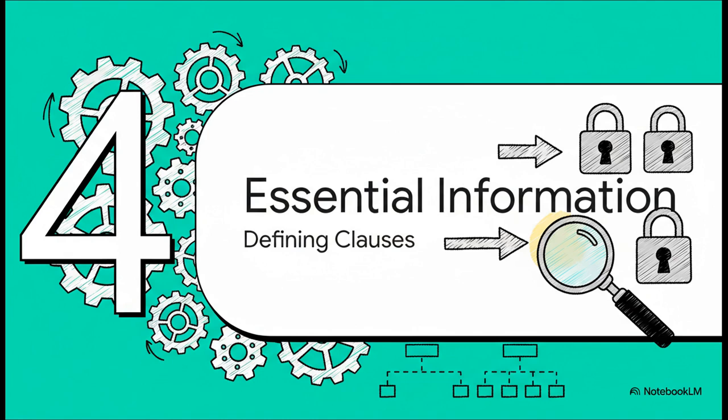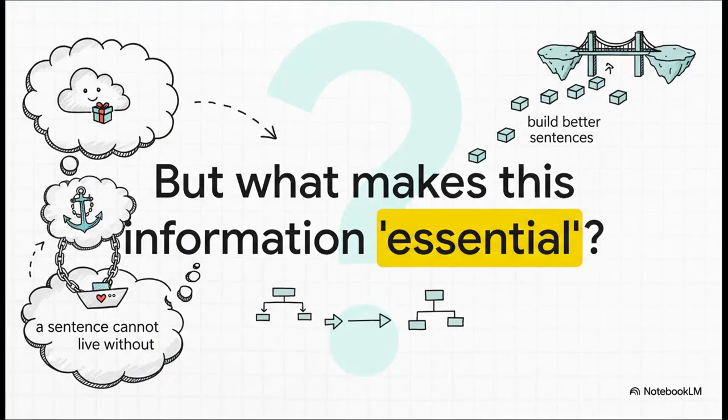Okay, so let's get specific. We're focusing on defining relative clauses. And that word, defining, is the absolute key here. It means the information we're adding isn't just a nice little extra detail. No, it's totally essential. But what actually makes a piece of information essential? Like, what's the real difference between a nice-to-have detail and a detail that your sentence literally can't live without?